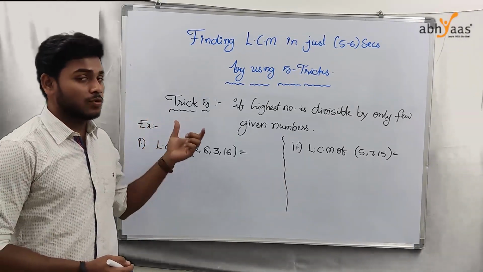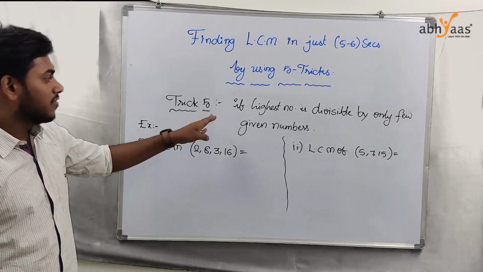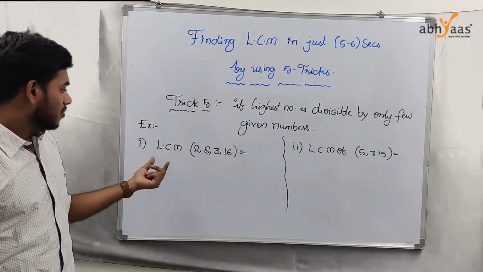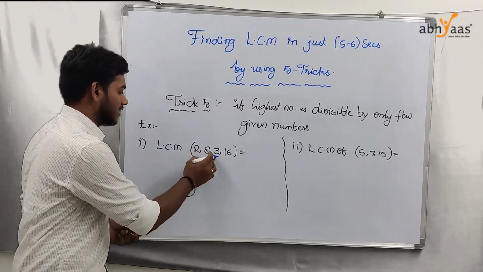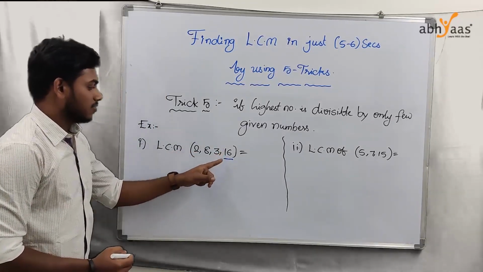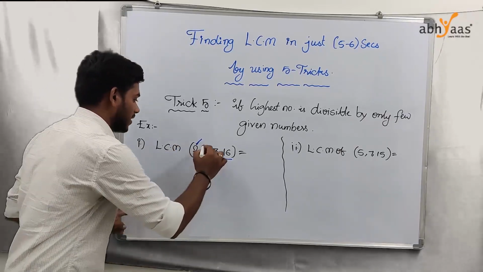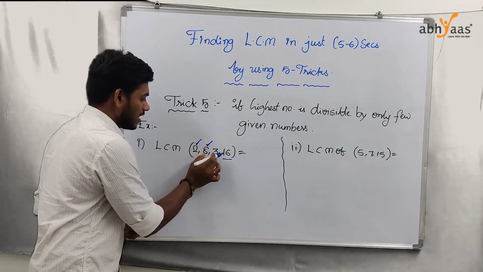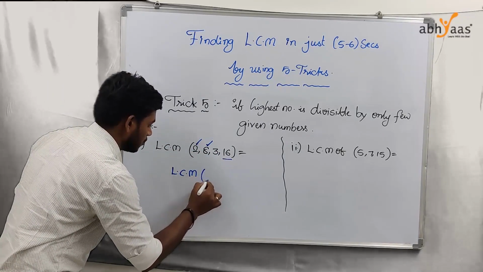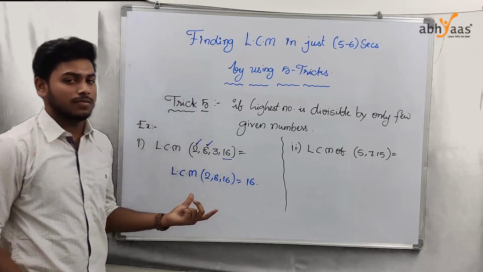Here the fifth trick is the most important trick, and for most of the cases the numbers will be like this: the highest number is divisible by only a few of the numbers. So if you look at this first example, 2, 8, 3 and 16, here the highest number is 16, and this 16 is exactly divisible by 2, and it is exactly divisible by 8. If only 2, 8, 16 is given, the LCM of 2, 8 and 16 is equal to 16. This is from rule number 2.